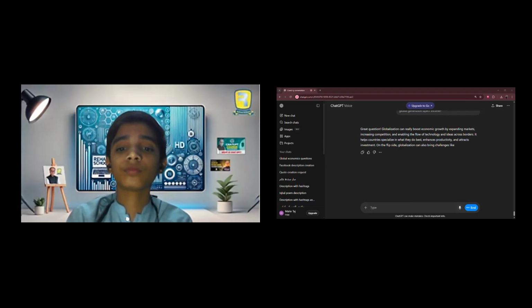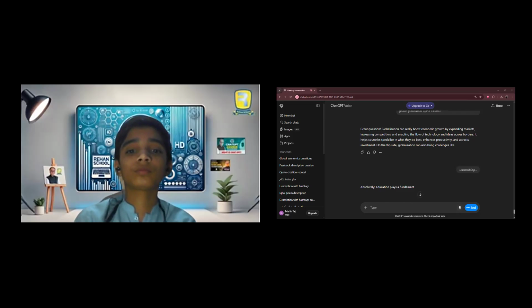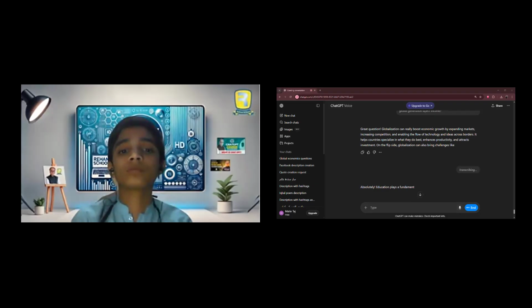Absolutely, education plays a fundamental role in economic growth by building a skilled and knowledgeable workforce. It helps increase productivity, fosters innovation, and enables individuals to adapt to changing technologies and industries. Over time, a well-educated population can drive higher economic performance, reduce poverty, and improve overall quality of life.